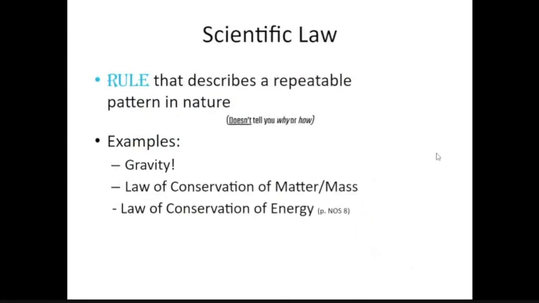Now, there's a scientific law, and it's a little different. It doesn't tell you why or how. It is a rule. A law is a rule. So it describes a repeatable pattern in nature. There is no negotiating with a scientific law. It just is what it is, and there's no why or how. There's no explanation. So examples are gravity, which obviously if you drop something, it's going to fall. Gravity is a law. The law of conservation of matter and mass, and the law of conservation of energy.